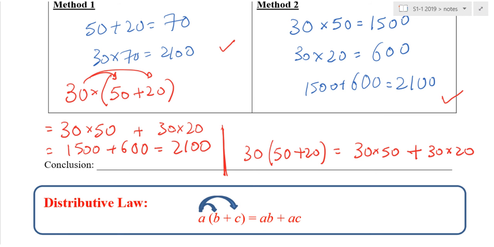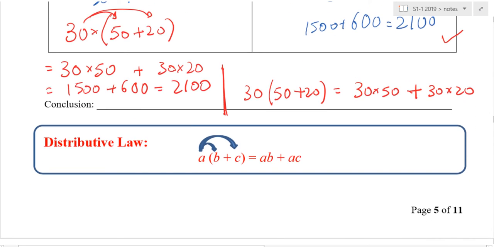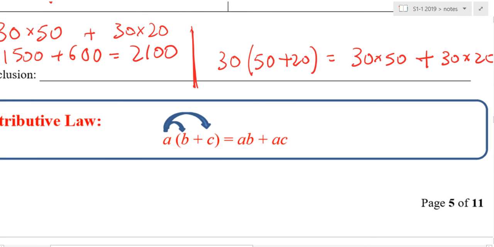Now, but I don't want to keep writing 30 and 50, so I can replace them with alphabet. So we say, whenever I have A times B plus C, I can distribute. So distribute means I will take A times B plus A times C. Is this okay? Now, can you write down another one?